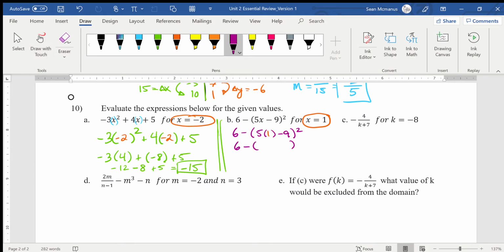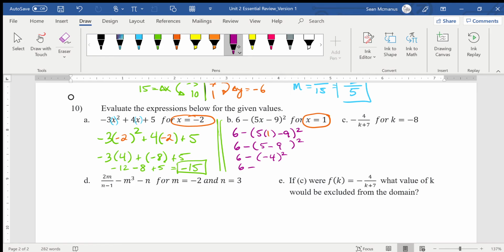Remember, parentheses, I do everything in parentheses first, PEMDAS, right? So 5 times 1 is 5 minus 9. So I'm only doing one thing every line. That's really key here, right? So now I'm just going to simplify. 5 minus 9 is negative 4.